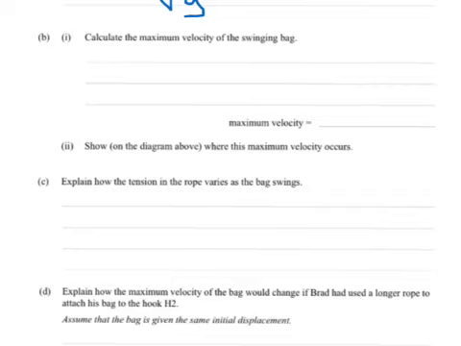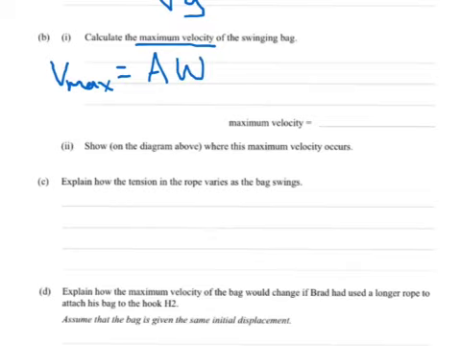B, calculate the maximum velocity of the swinging bag. We have to go to the slightly trickier versions of the formula, the ones that include the trig functions. But in this case we don't need to worry about the trig function bit, because maximum velocity means Vmax is just equal to A omega, which is nice.